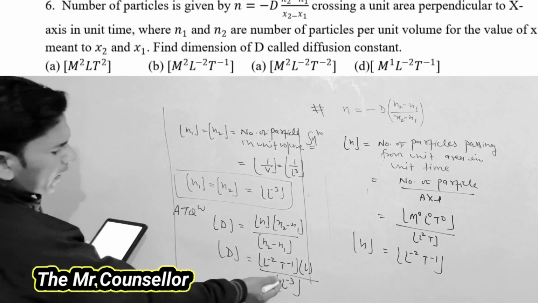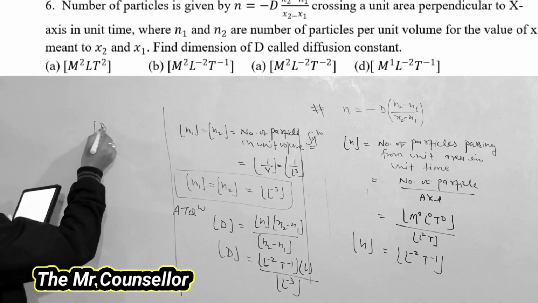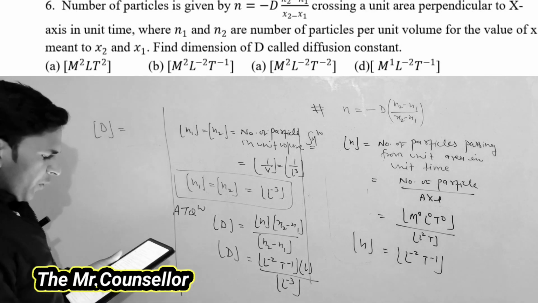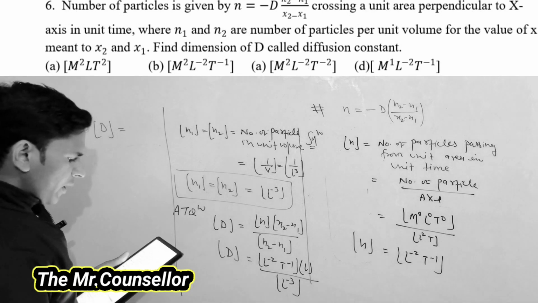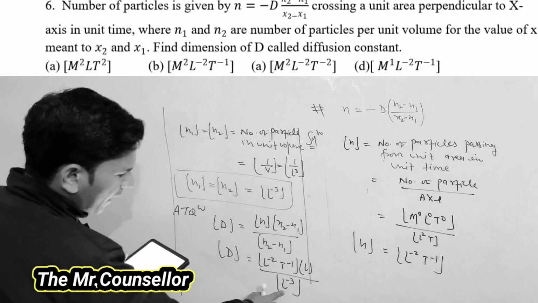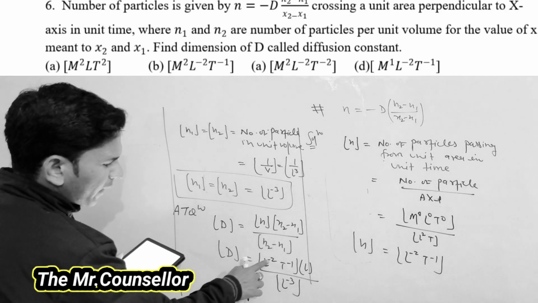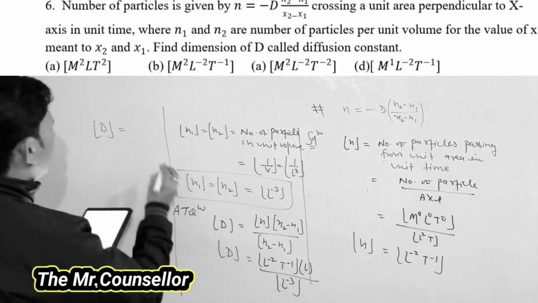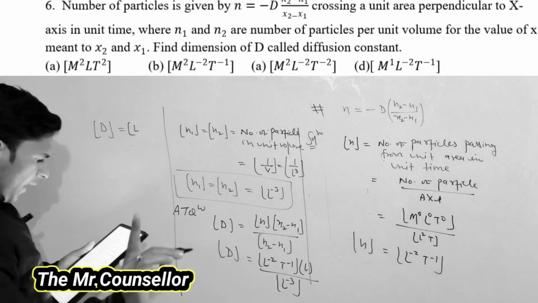So finally you can write the final answer. The dimensional formula of D, when you arrange these things, L³ comes upside, so minus 2 plus 3 gives L. Very good. Any doubt or not?